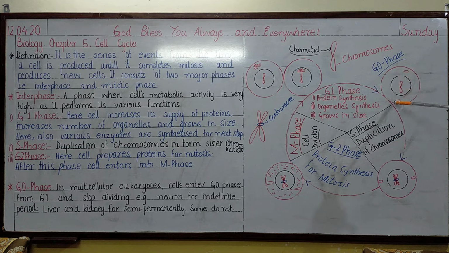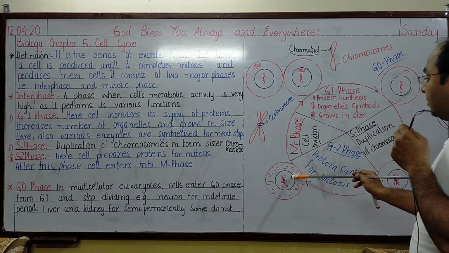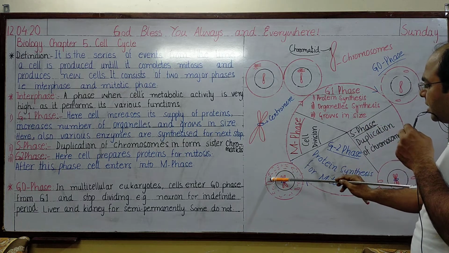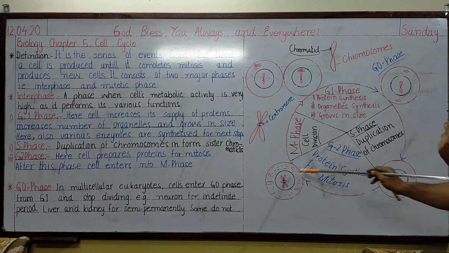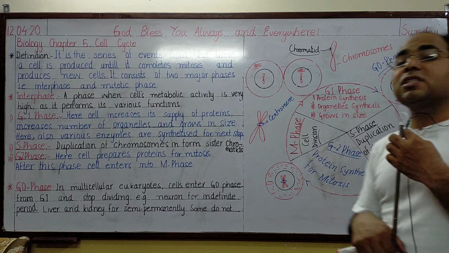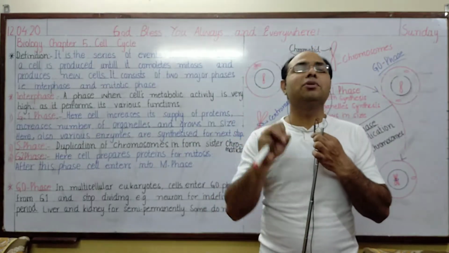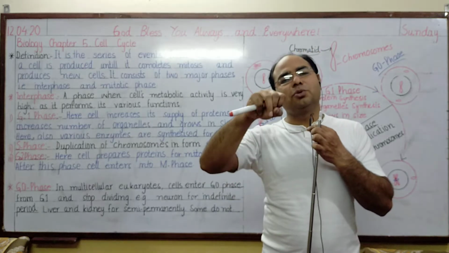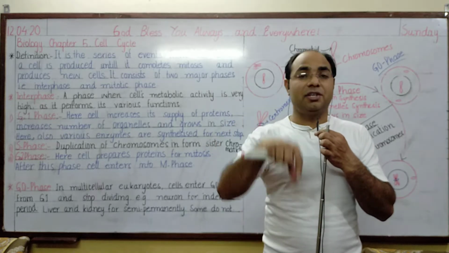Now they migrate to opposite ends, and by the time they reach there, they give out a structure that we will study in the next phase, known as spindle fibers. And here you see these red dotted lines. These are proteins, synthesized because they are energy boosters, the food of the cell. They will be used in the next phase, the mitotic phase, where the cell will be divided.